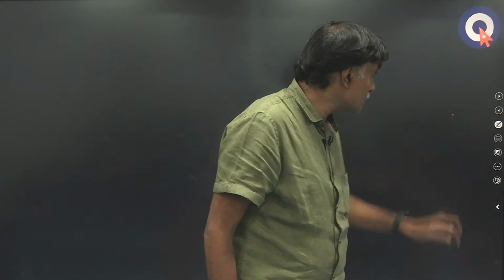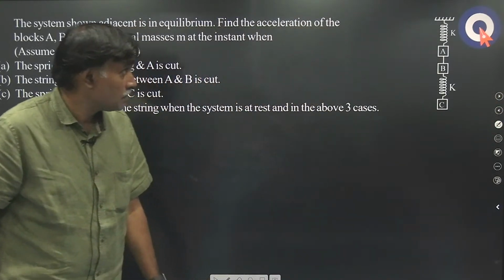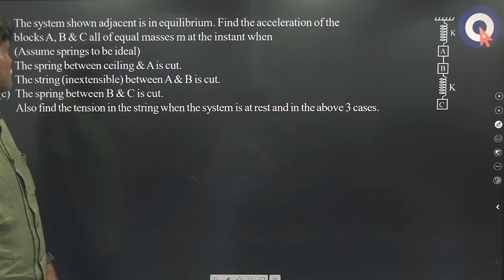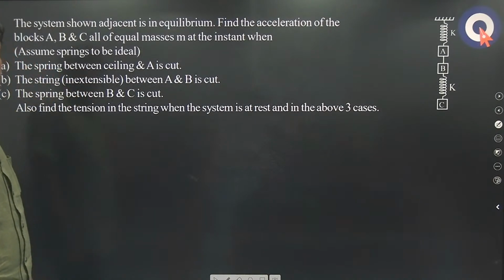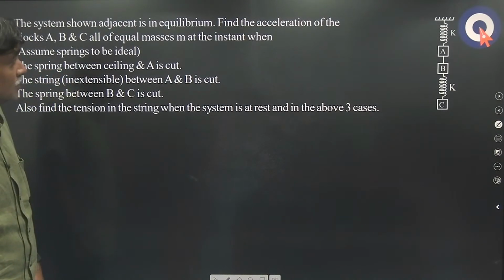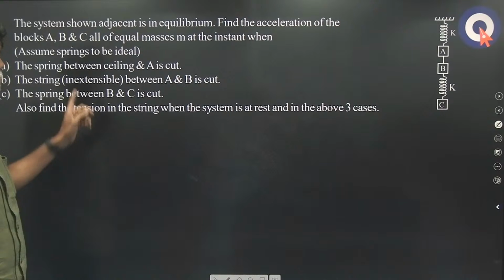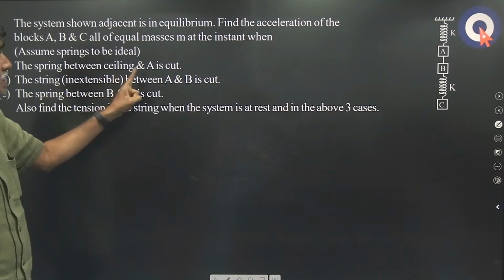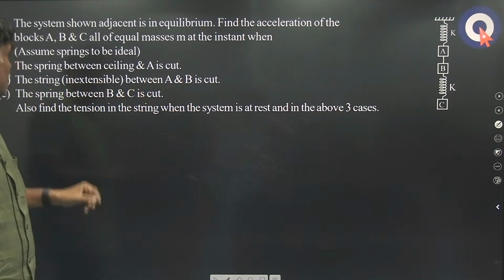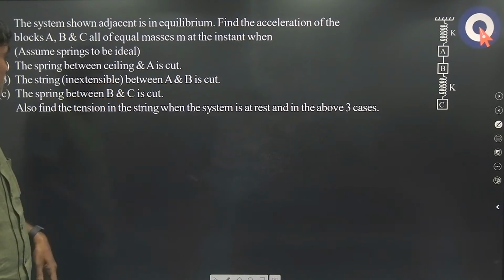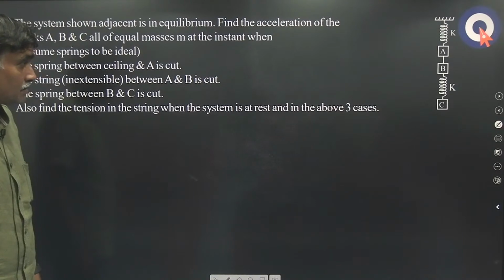Then we will go to the next question. Next is this question. The system shown adjacent is in equilibrium. Find the acceleration of the blocks A, B and C, all of equal masses m, at the instant when, assuming springs to be ideal, the spring between ceiling and A is cut. Next bit, the string between A and B is cut. The spring between B and C is cut. Also find the tension in the string when the system is at rest and in the above three cases.